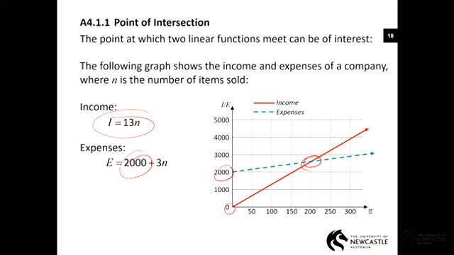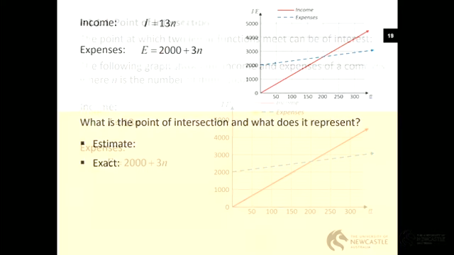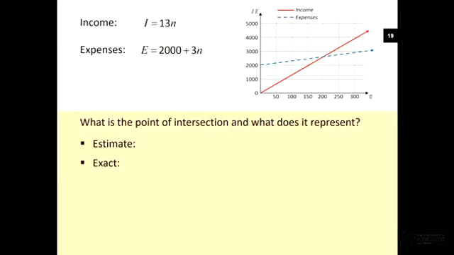And in this graph, it's telling me, all right, at about 200 items, I'm going to have income and expenses equal to each other. So, given that that is the data, what's the point of intersection? What does it represent? Firstly, it asks for an estimate. Well, I reckon the estimate is the point of intersection. Estimate is n equals 200. Estimate means just visually, just make your best guess of it.